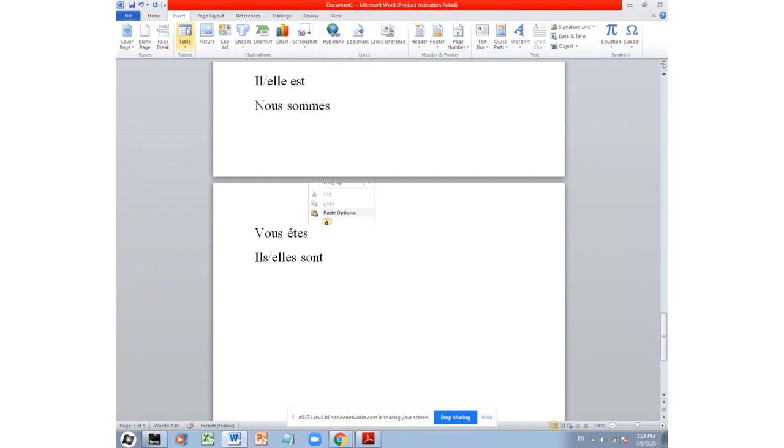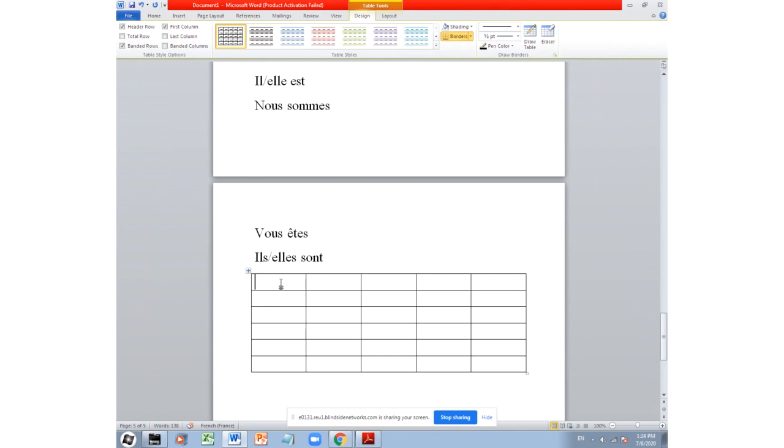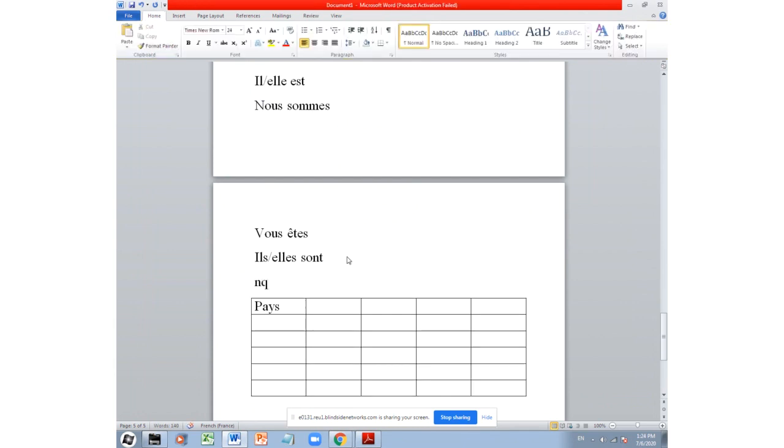Allow me to insert a table. I'm just going to use three columns, okay? Or let me make it 1, 2, 3, 4. So here I have, let's say, pays, country, then we have got, remember this, you're talking about what? Nationalité.